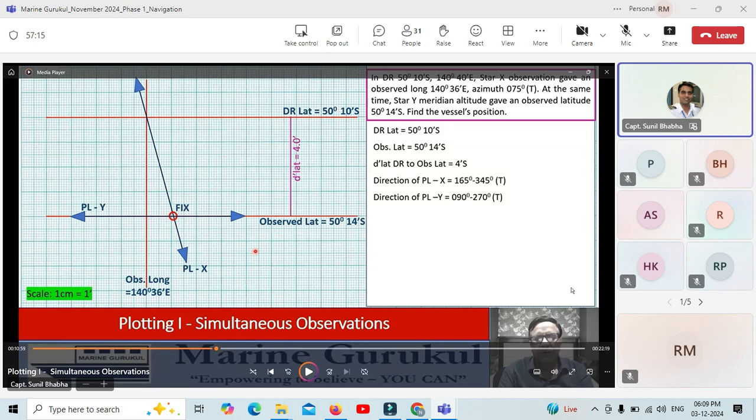Yes, that's correct, beta. You can pick up any longitude in the plot as your reference longitude. Okay, understood, sir. Only for calculating departure, we need this longitude. That's right, beta. That's right.